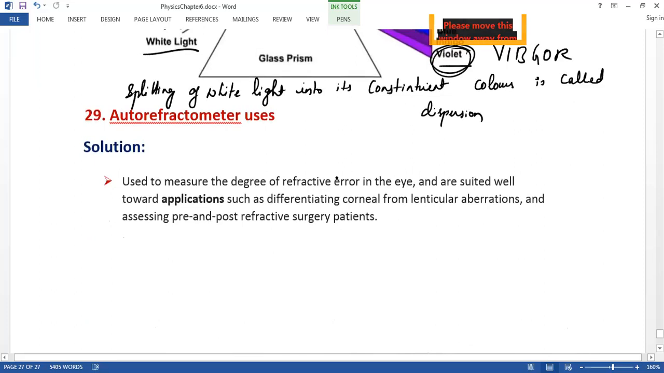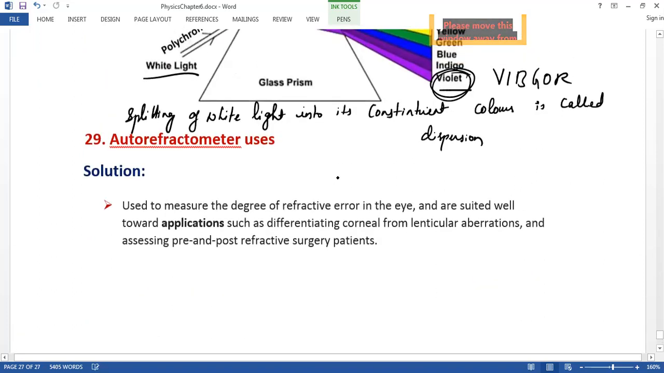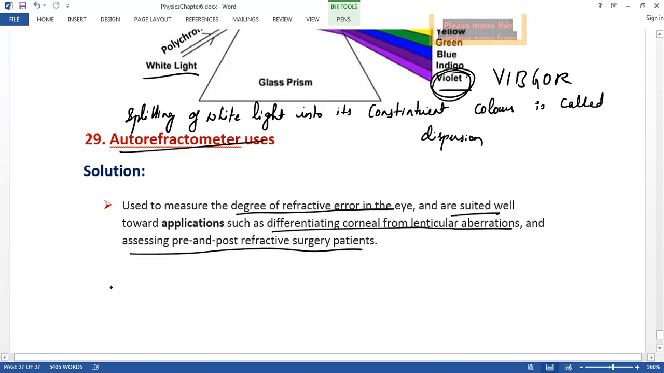Let us move on to the next one, that is the autorefractometer. Let us discuss the uses of the autorefractometer. It is used to measure the degree of refractive error in the eye, and it is also well suited for applications such as differentiating corneal and lenticular aberrations, and assessing patients pre and post refractive surgery. This is the complete information about question number 29, that is autorefractor uses.